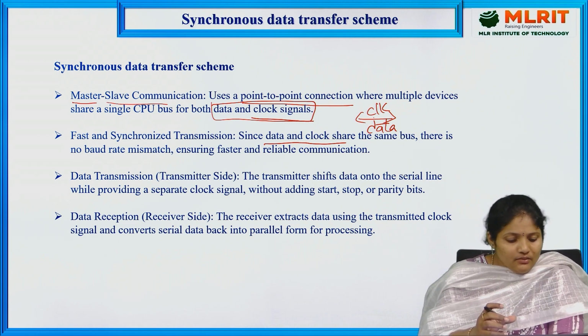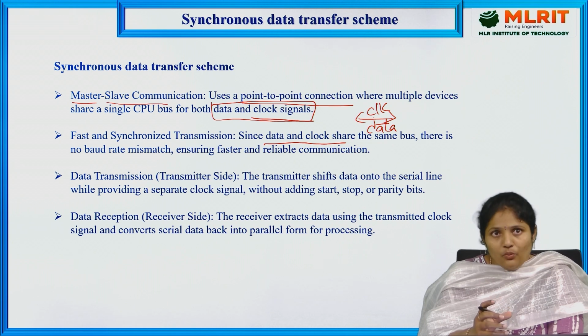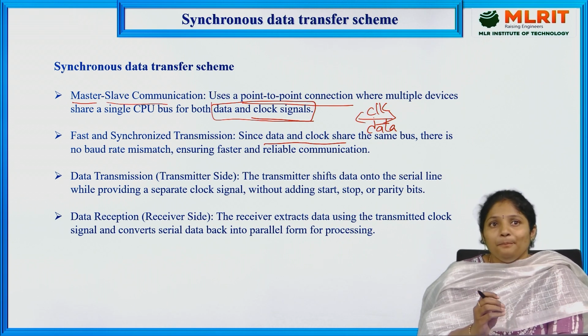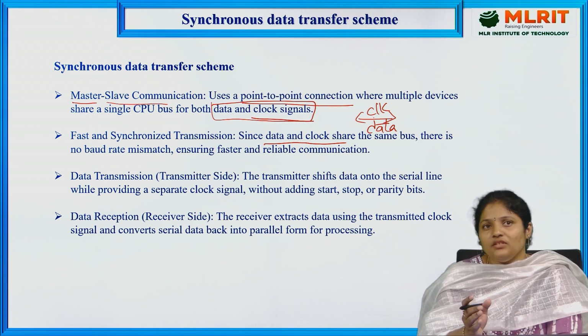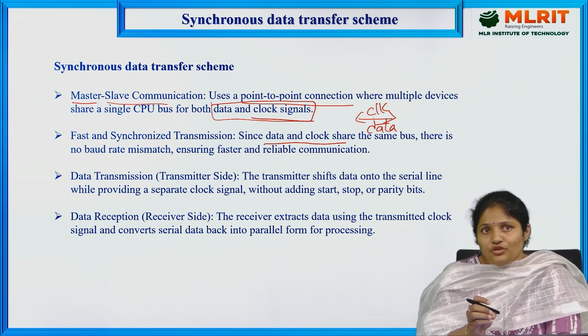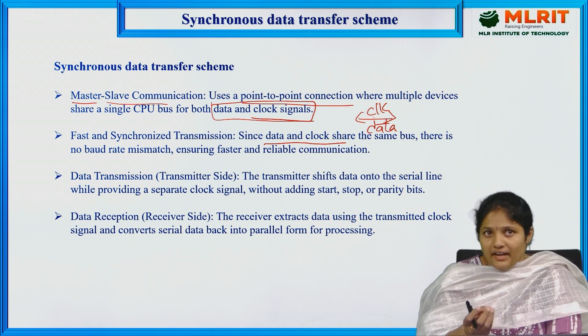So what is baud rate, and why do we need it? Baud rate is nothing but the transmission of bits per second. If the transmitter is sending 1200 bits per second, the receiver should match that baud rate, the same baud rate. So the transmitter and the receiver ensure that the same baud rate is used. In the case of asynchronous mode, there might be a chance of baud rate mismatch.